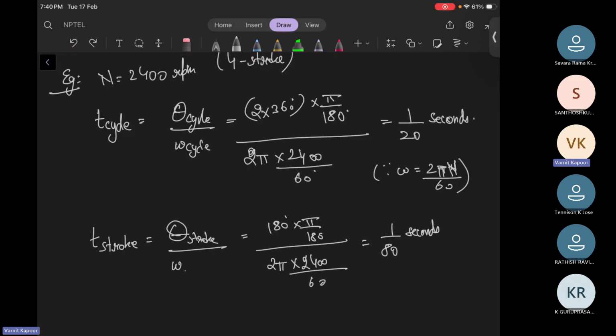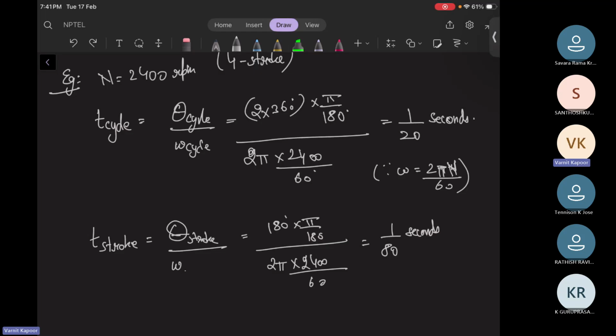I hope this is clear to everyone. Or in another way, the time of cycle we already calculated as 1 by 20 seconds. Since one cycle consists of 4 strokes, time of a stroke is 1 by 20 into 1 by 4, which gives you 1 by 80. That we can also calculate, and that's also the right way.